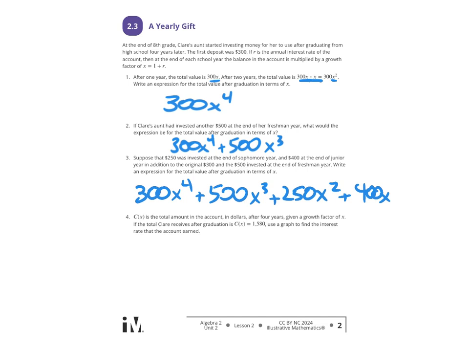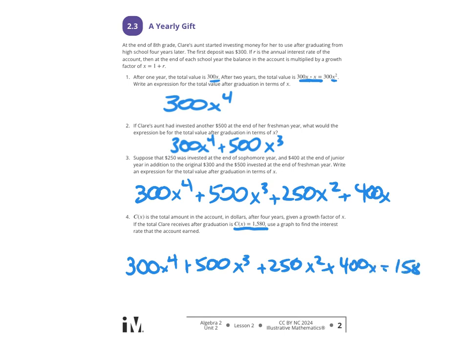Okay, now this one is a little different. Now watch this. If Claire receives, so 1580 is an output. So what you're going to do is 300x to the 4th plus 500x cubed plus 250x squared plus 400x. Set that equal to 1580 and solve it from there. This one is going to be a little tricky. We're going to come back to this later. I'm not going to do this right now.